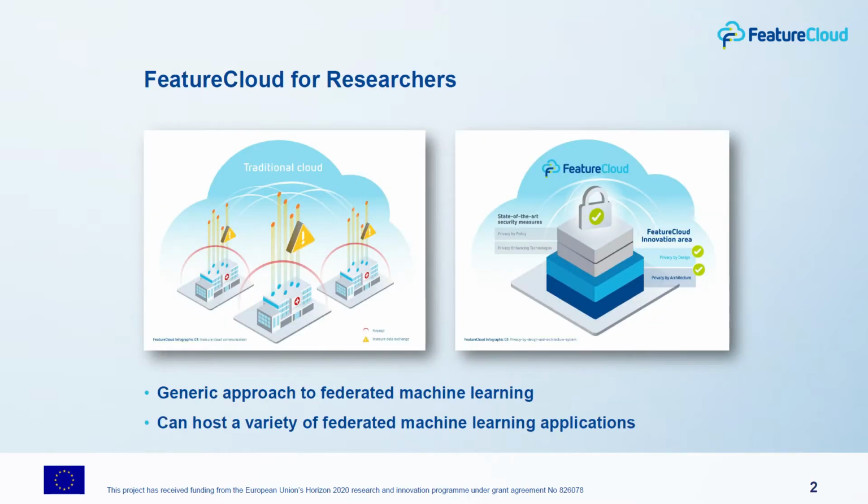Machine learning has proven to be a powerful tool to reach new insights in many areas. In particular in biomedicine, where vast amounts of data exist, machine learning appears very promising. However, conventional machine learning is often difficult or not possible because it requires all the data to be in one central place. This is often not feasible due to privacy regulations such as the General Data Protection Regulation. FeatureCloud overcomes this obstacle by using federated machine learning.